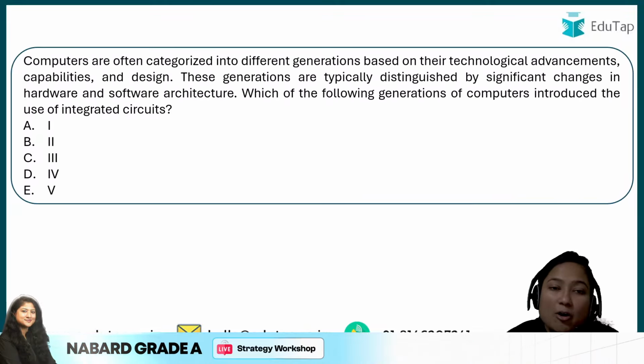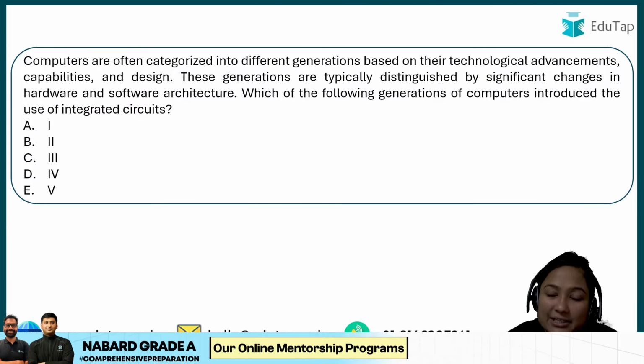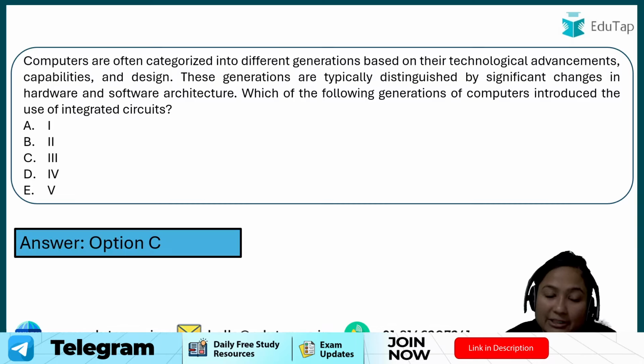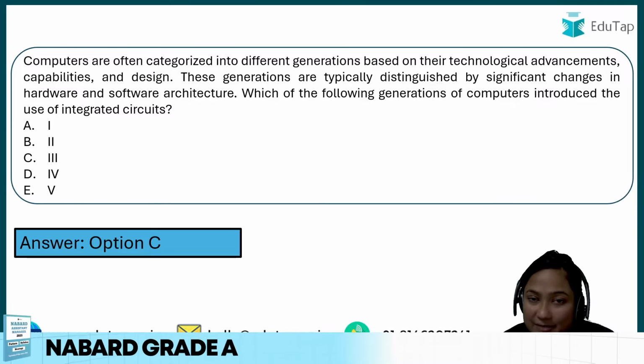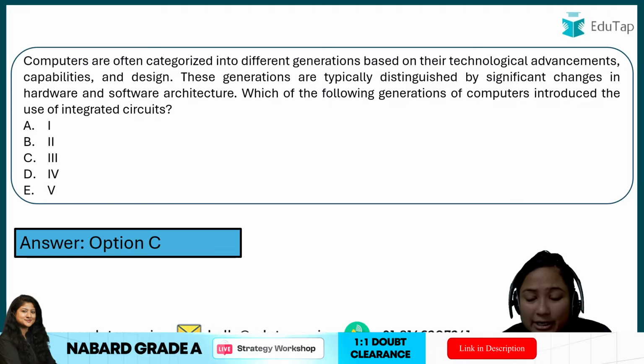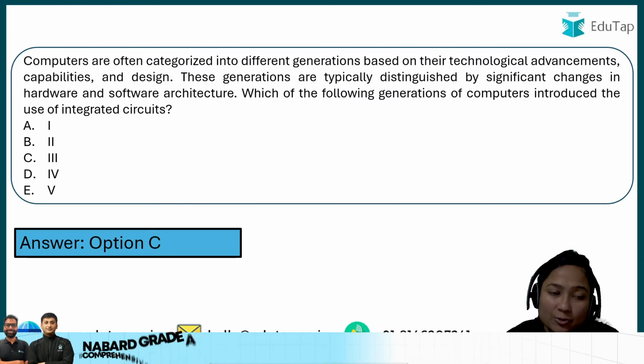Now, computers are often categorized into different generations based on technological advancement, capabilities and design. These generations are typically distinguished by significant changes in hardware and software architecture. Which of the following generations of computer introduced the use of integrated circuits? The correct answer here will be option number C. Integrated circuits came in the third generation. In the first generation we had the vacuum tube, then the transistor, then the integrated circuit, then large scale or the microprocessor, and after that we have ULSI, ultra large scale. So these are all the components that we had, and we have also revised it through the question.